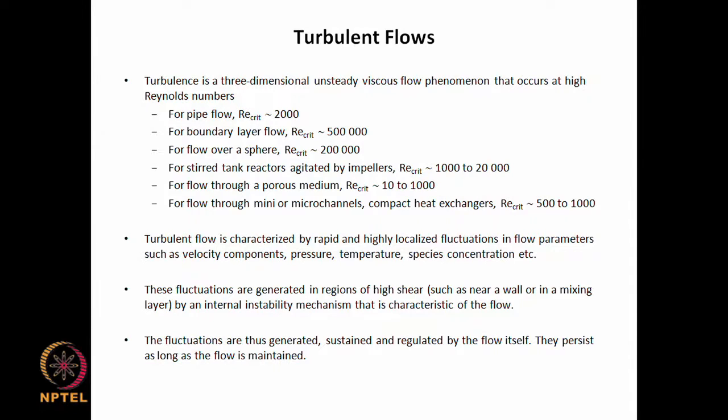And for pipe flow, we define Reynolds number as the average velocity times the inner diameter of the pipe divided by the kinematic viscosity of the fluid.